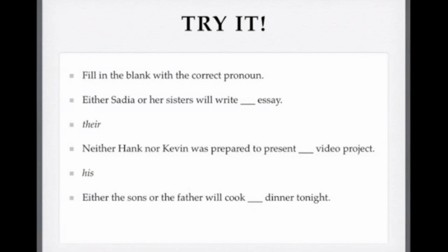Either the sons or the father will cook blank dinner tonight. I see the keyword "or". I'm going to focus in on the verb, will cook. I find the subject closest to will cook, father. Father is singular, my pronoun needs to be singular. Father's masculine, my pronoun needs to be masculine, his.